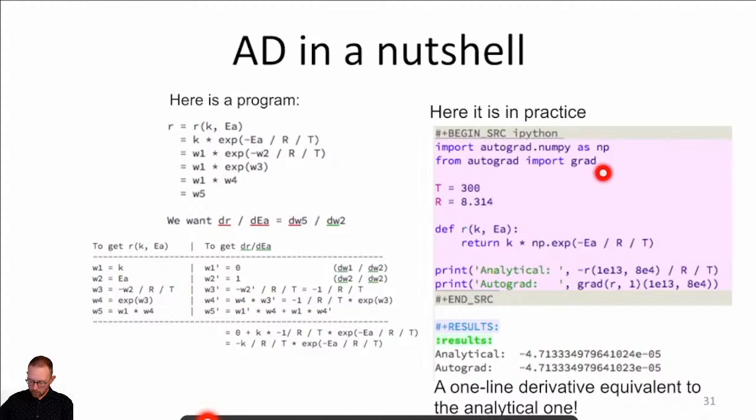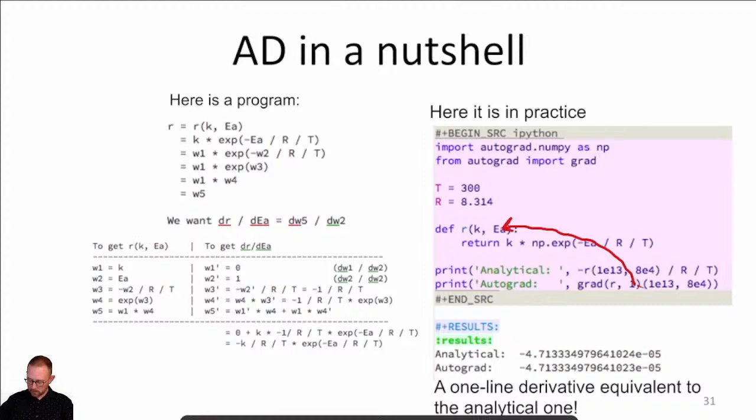So we import grad. We write a function here that has an argument k and ea. And then down here we have one line. We take the gradient of our function r with respect to argument 1. And remember in Python the arguments start at 0, so this corresponds to EA. All right, so 1 is this position right here.